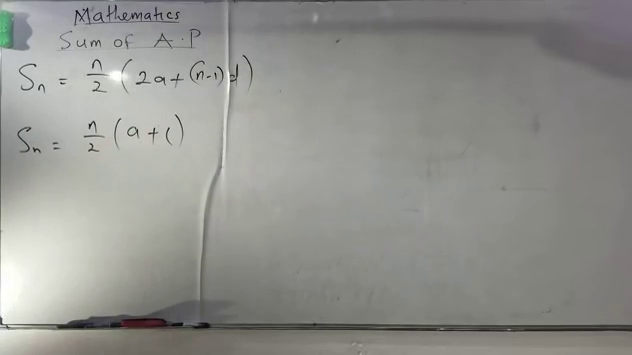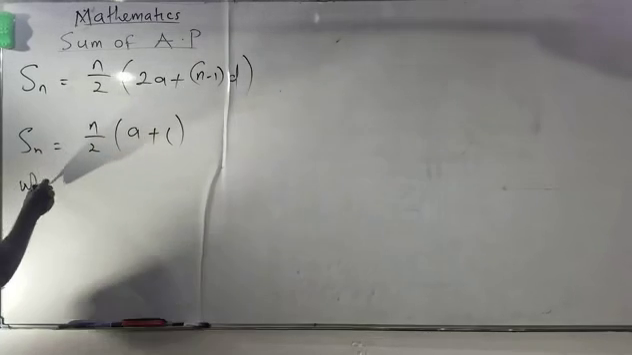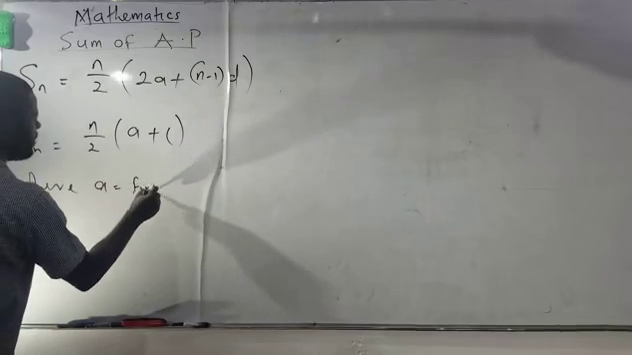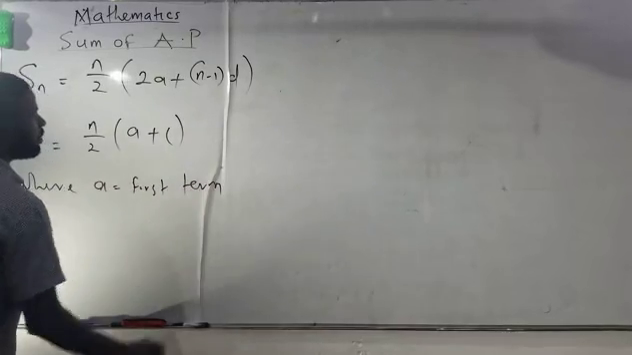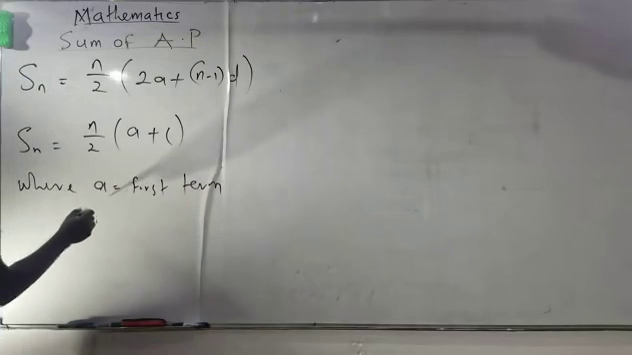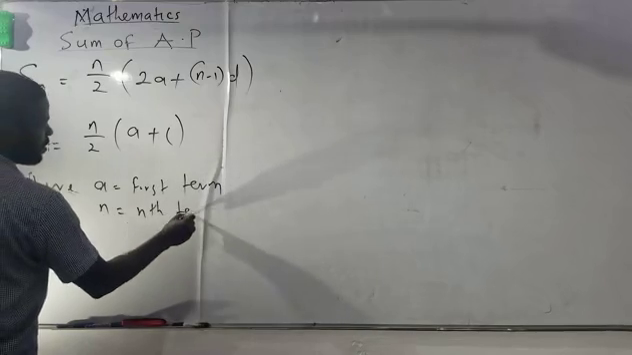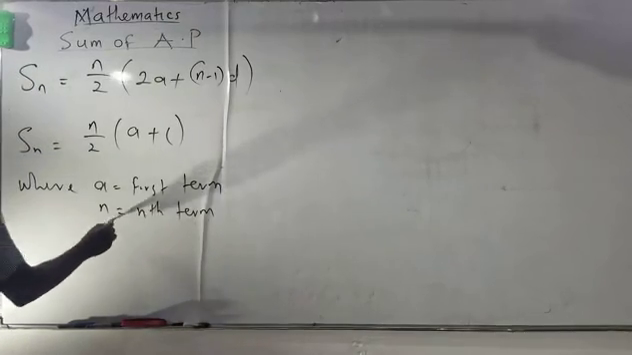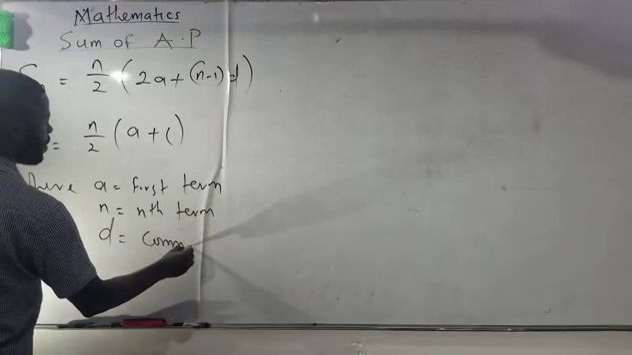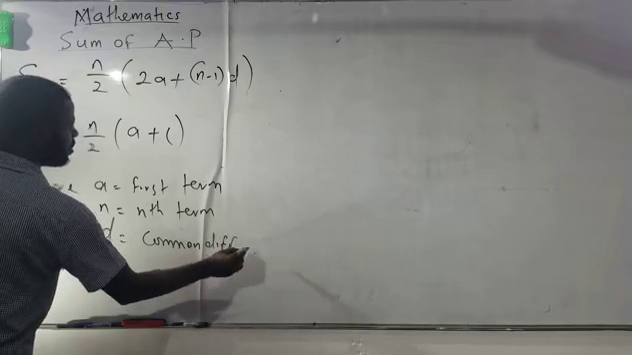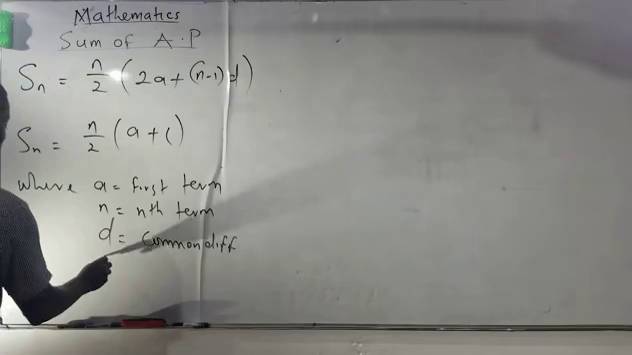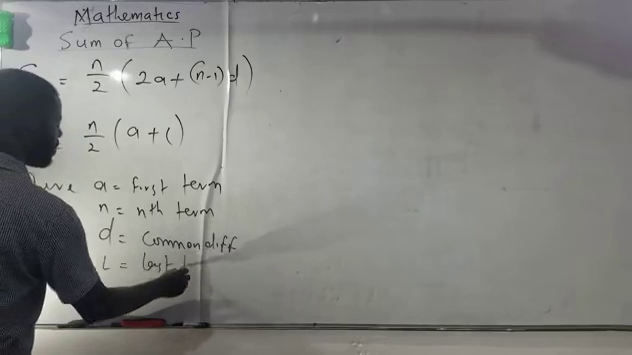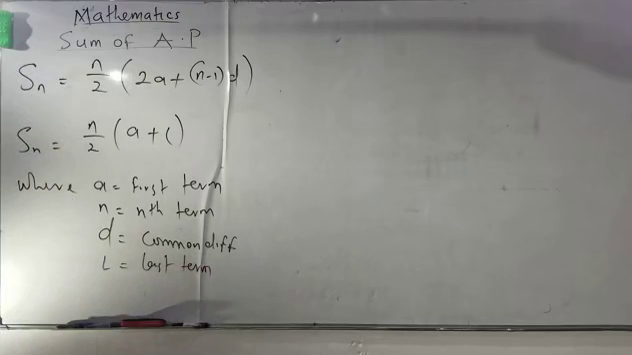Now, a plus L. Please mind you, where a is my first term, n is my nth term, and d is known as the common difference. And my L is known as my last term. That is my L, my last term. That's all we need to know about the sum of an arithmetic progression.